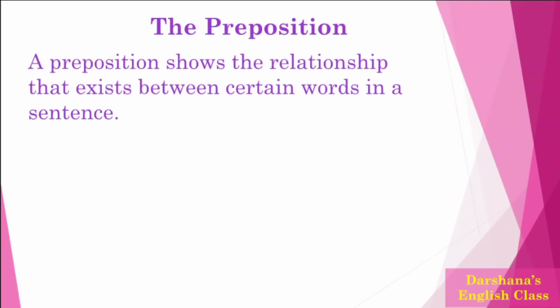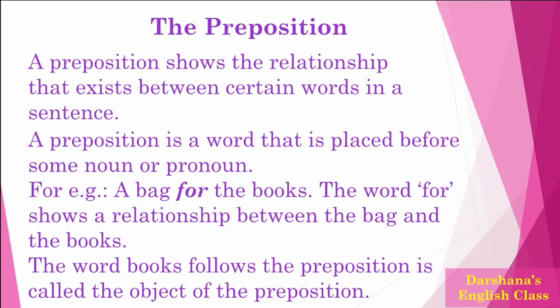A preposition shows the relationship that exists between certain words in a sentence. A preposition is a word that is placed before some noun or pronoun. For example, a bag for the books. The word for shows a relationship between the bag and the books. The word books, which follows the preposition, is called the object of the preposition.